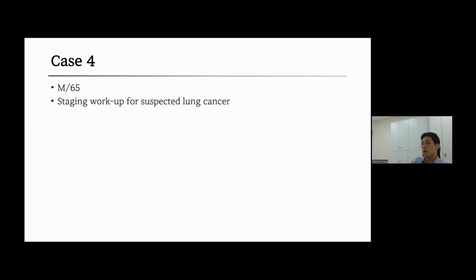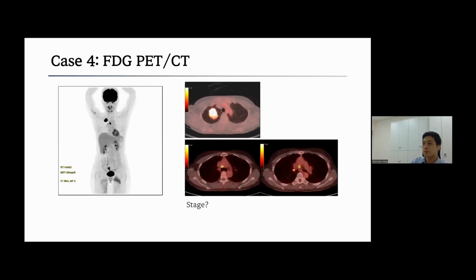Next, the fourth case is about a 65-year-old male patient who underwent FDG-PET-CT for staging of suspected lung cancer. These are FDG-PET-CT images. And what's the stage?